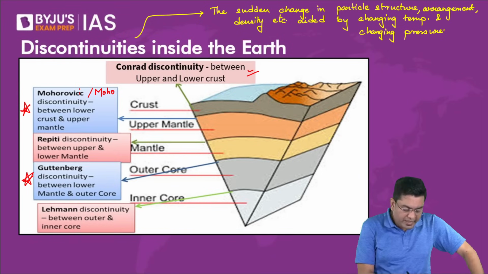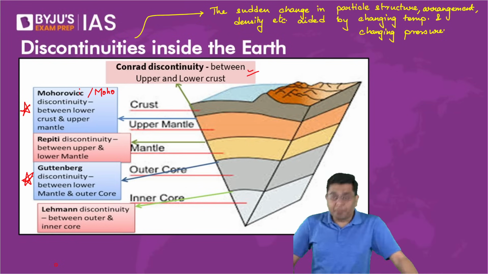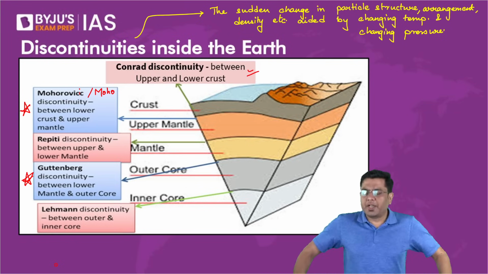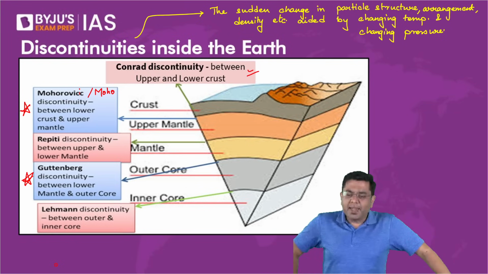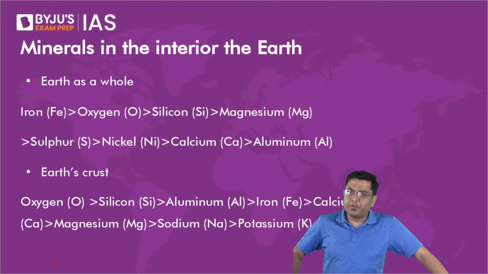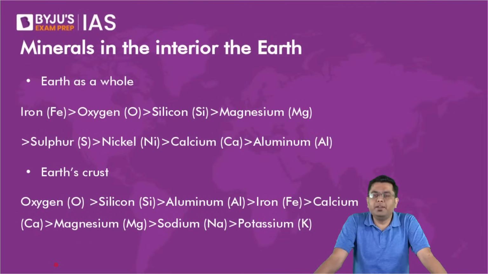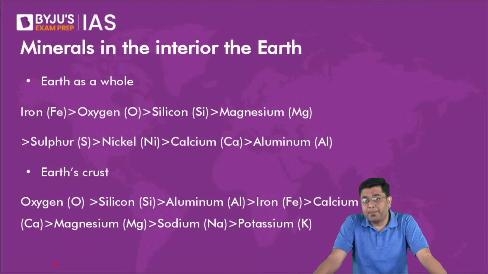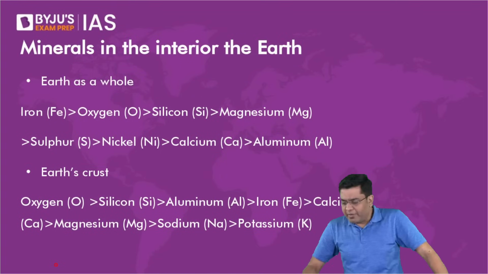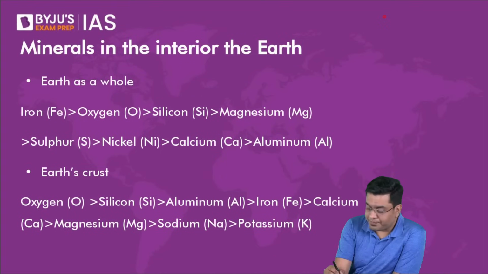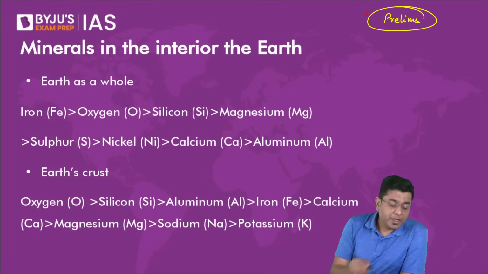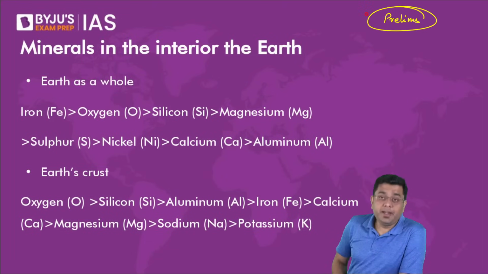Now, when we talk about this particular portion of the structure and layers of the earth, there is another area from where UPSC tends to ask questions in prelims, and that is about the abundance of elements present in the interior. When we talk about the various different elements present in the interior, their concentration varies. So this is something which is relevant for your prelims examination. Here, minerals in the interior of the earth.